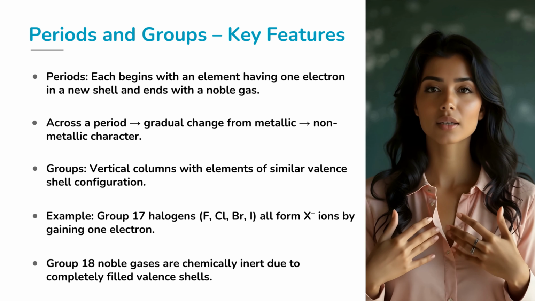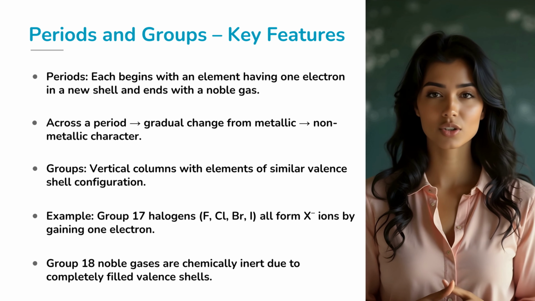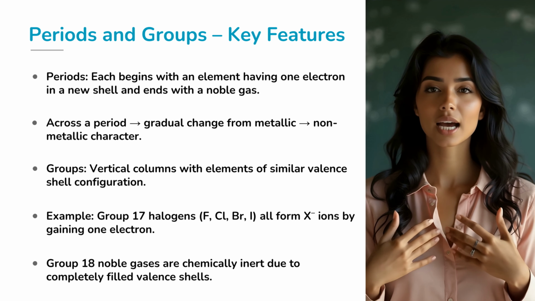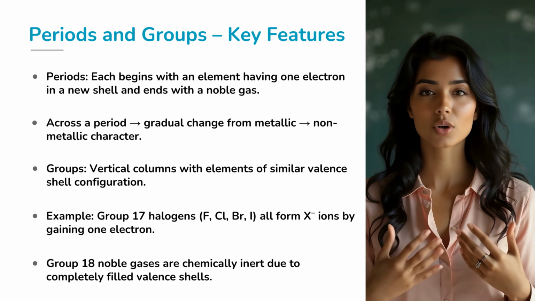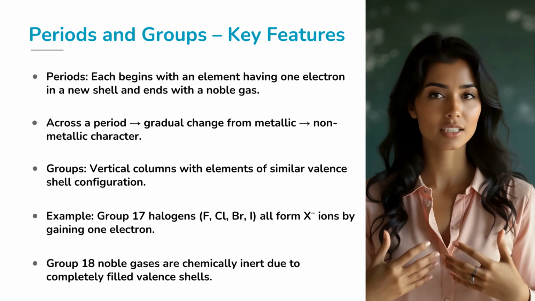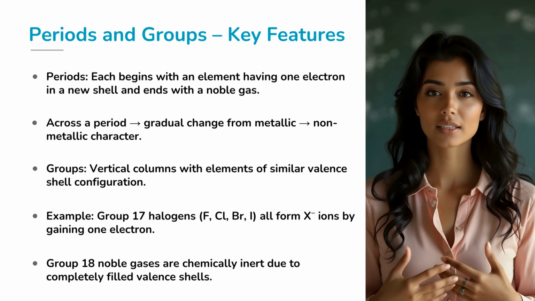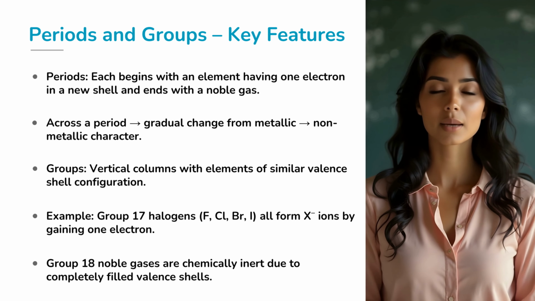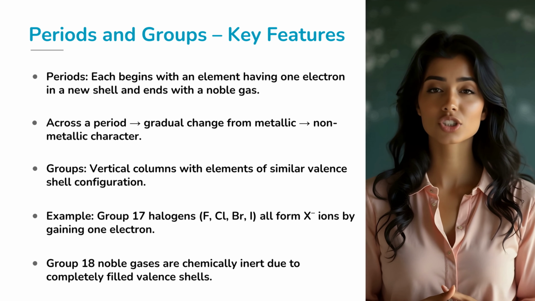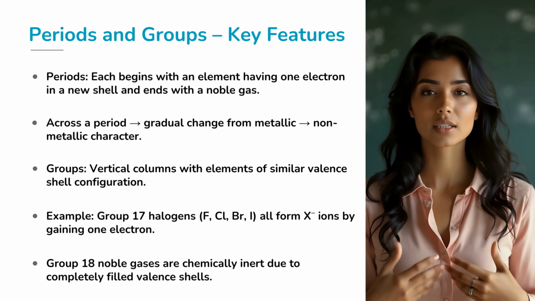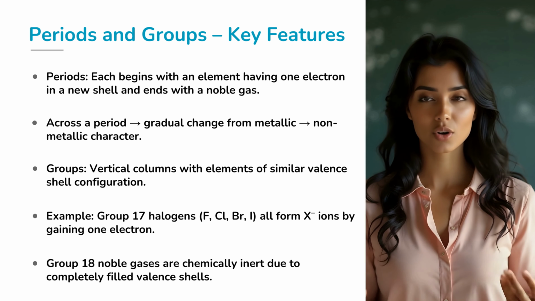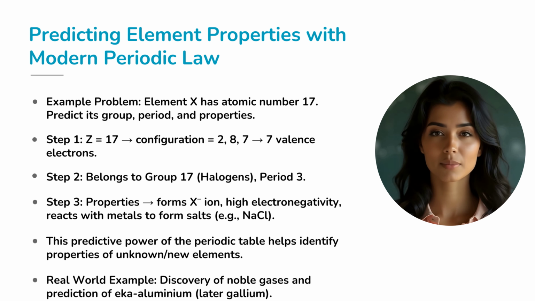Now think about groups. All elements in a group have similar valence shell configurations, so they behave in very similar ways. Group 17, the halogens, fluorine, chlorine, bromine, and iodine, each has 7 valence electrons and tends to gain 1 electron to form -1 ions. On the other hand, Group 18, the noble gases, are chemically inert because they already have filled outer shells. That's why helium balloons don't react with the air and stay safe to use, a practical application of periodic table knowledge.